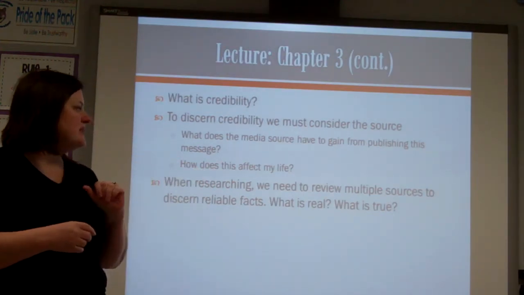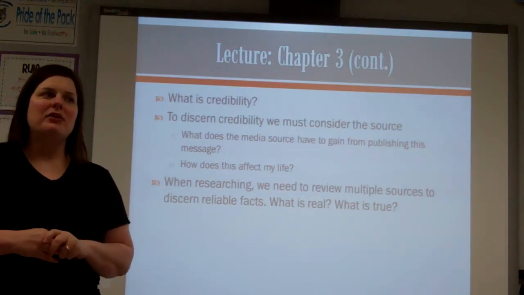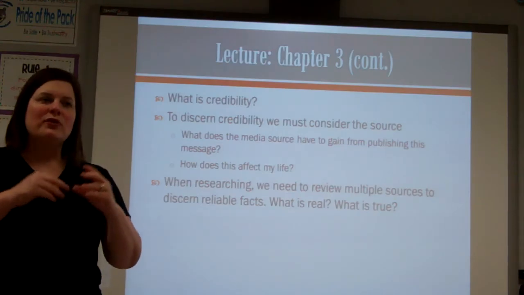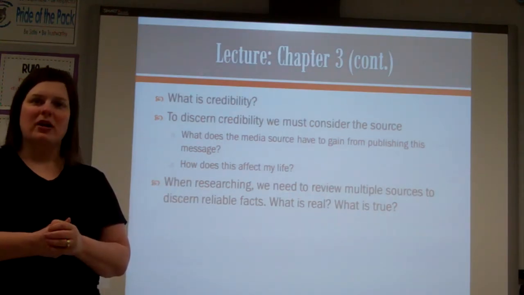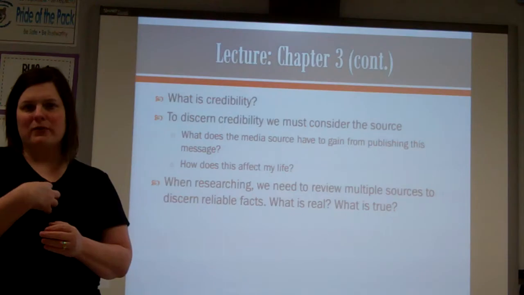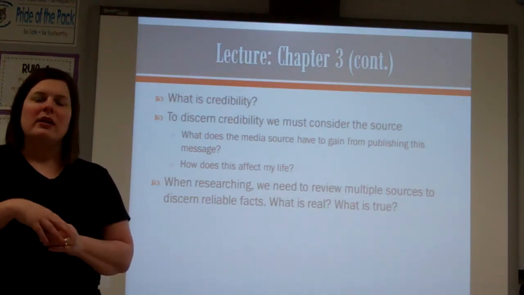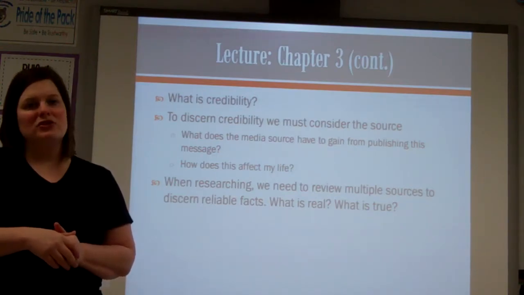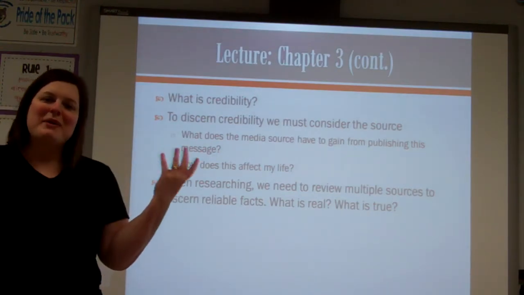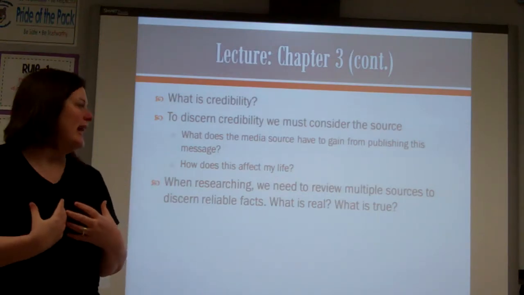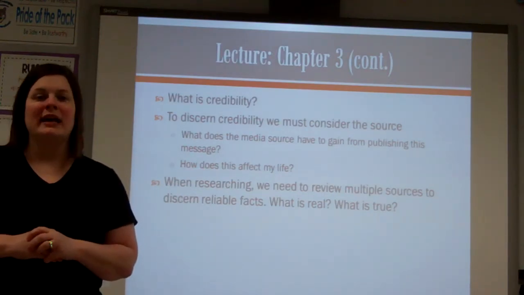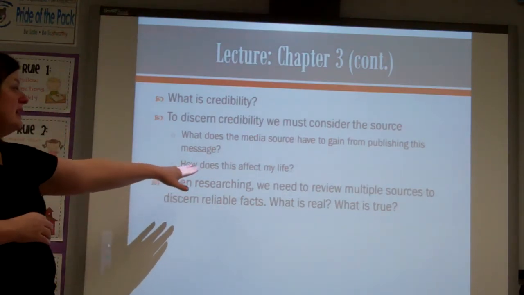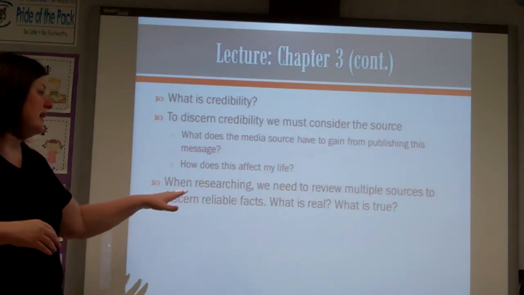Another way to think about it: how does this affect my life personally? In other words, if I give you information, what do I have to gain from it? So if I give you false information about autism, what am I gaining from that? The National Enquirer gets paid regardless of whether the information they print is true or not. Okay? So they get paid and they have something to gain out of that. They are able to affect their livelihood. And that's what we need to think about. Also, when researching, we need to review multiple sources to discern reliable facts.